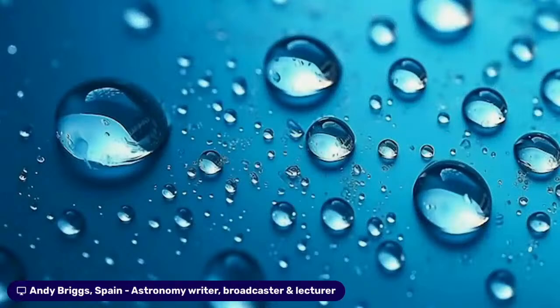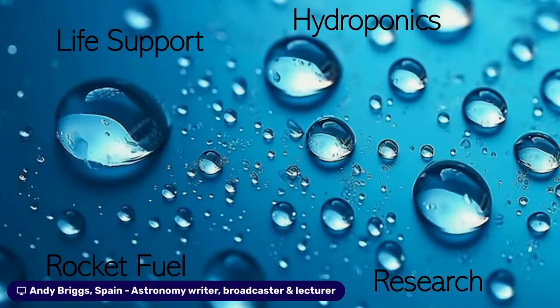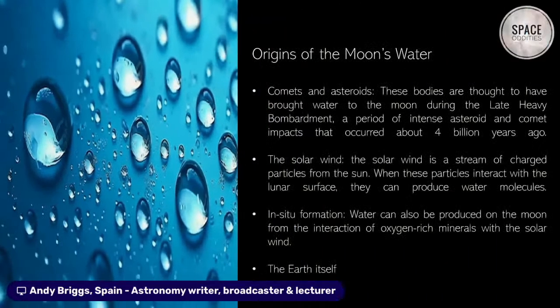Now, if you can get at that water, what does it do for you? What would you use it for? Well, astronauts would use it for all sorts of things, but obviously they would use it to survive, for life support. They would use it for hydroponics, to grow plants on the moon. And they would use it for rocket fuel, because you can split the water into oxygen and hydrogen and make rocket fuel out of it. And of course, they would use it for general research about the moon. But there would be other things, I'm sure, that people would think of as well. So it's very, very interesting.